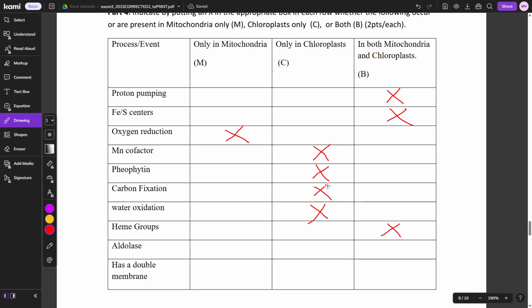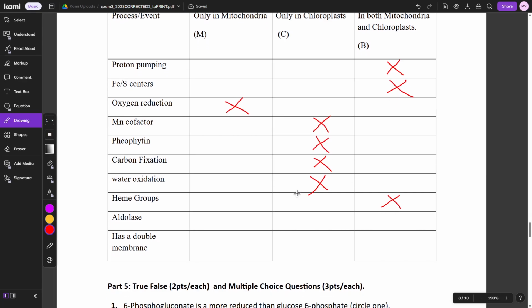Okay. Aldolase. Chloroplast. It's in the Calvin cycle, but which step of the Calvin cycle? It's in the massive carbon shuffle step. In that massive series of carbon shuffles, I'll pull that slide up if we have time at the end. But it turns glyceraldehyde 3-phosphate and DHAP into fructose 1,6 bisphosphate.